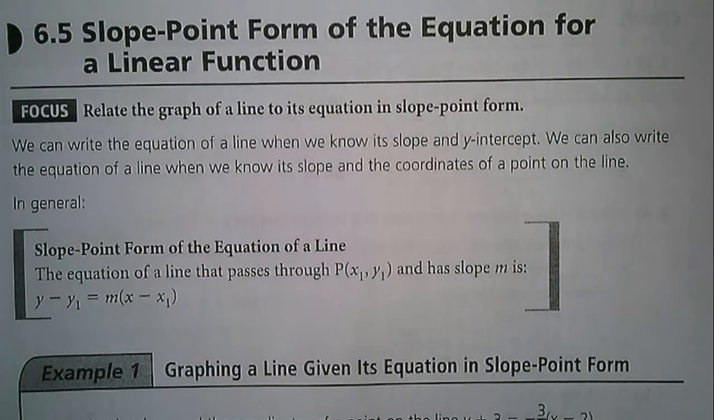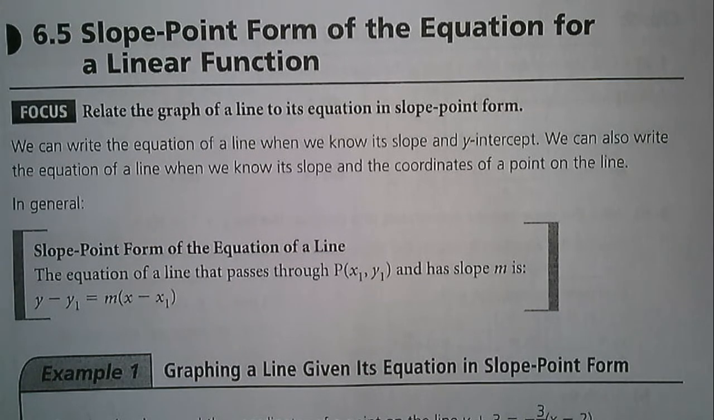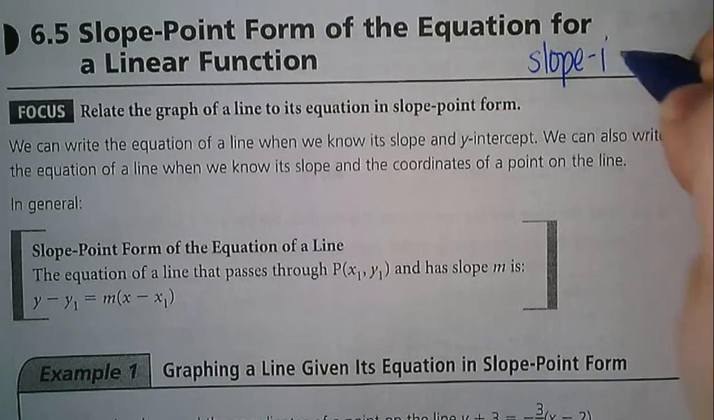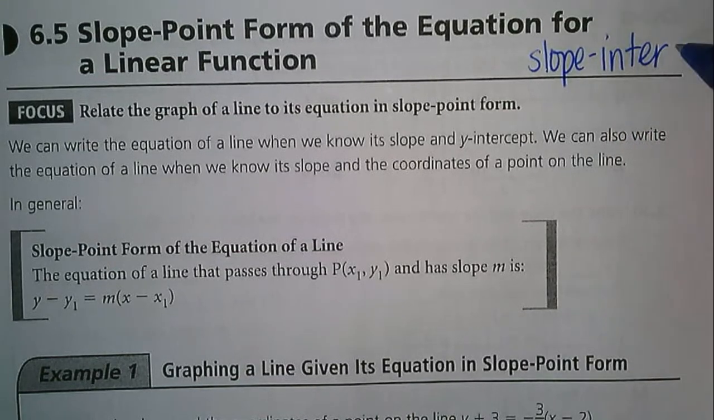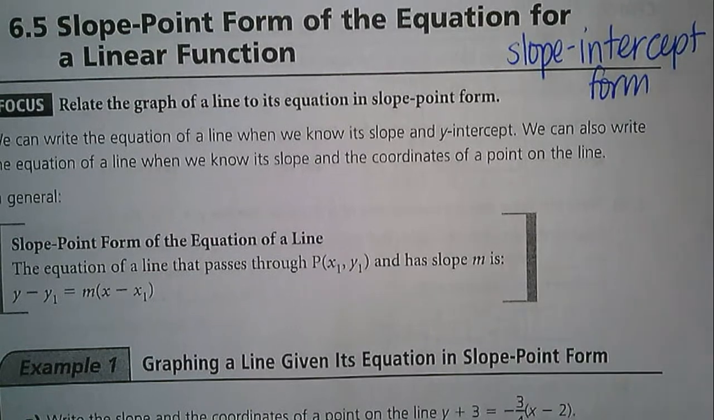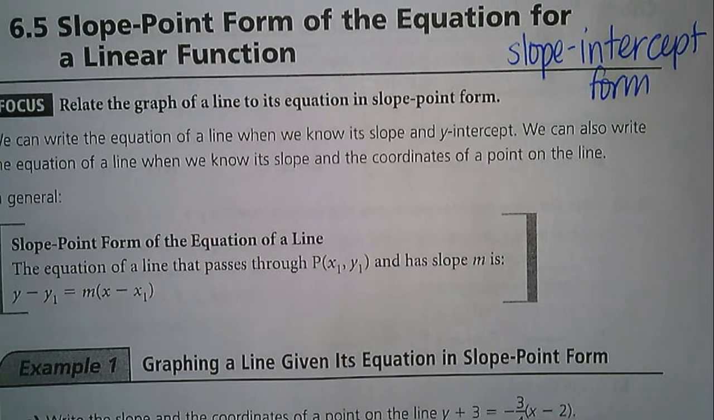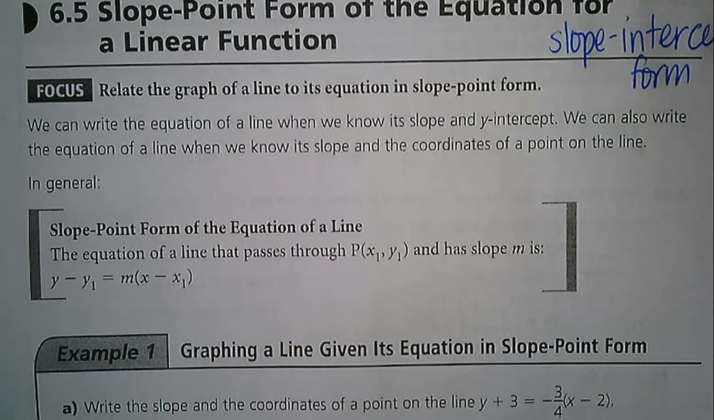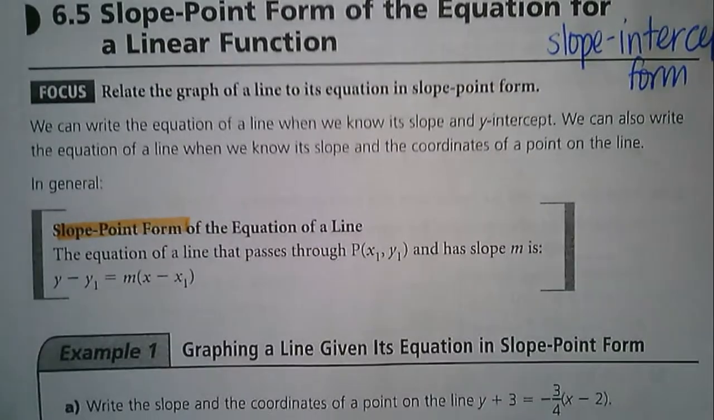So if you remember from the last two lessons on 6.4, we were using something called slope intercept form. Today we're going to look at a different form that an equation can be written in. In this case, we are going to be looking at something called slope point form. The name kind of gives you an indication as to what the equation will look like.